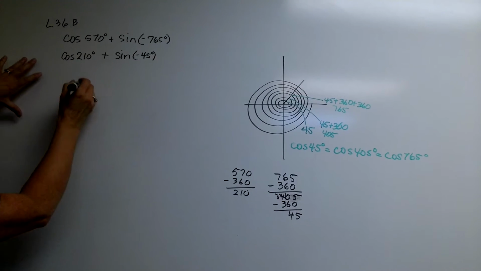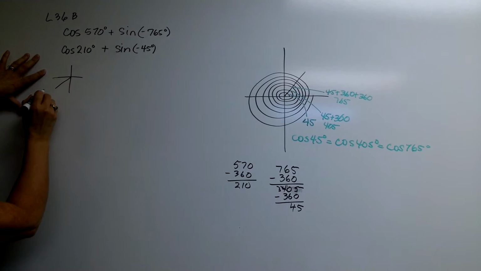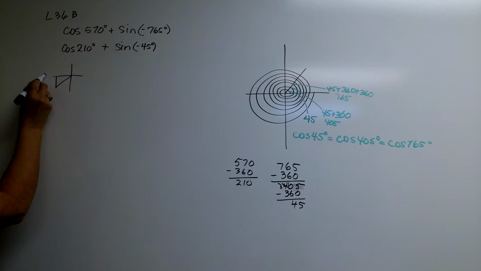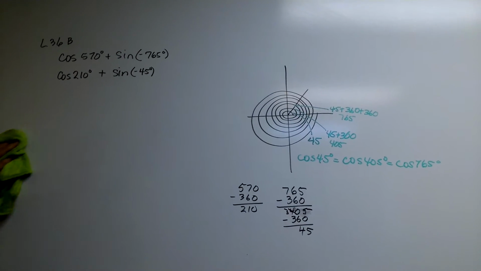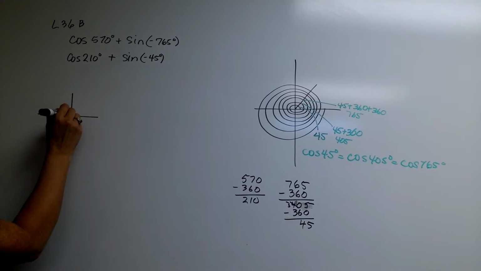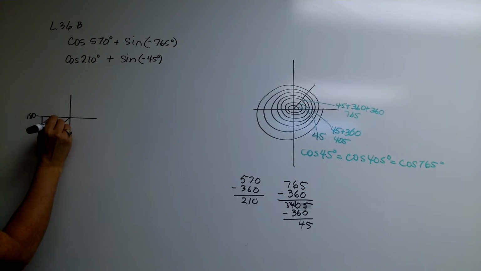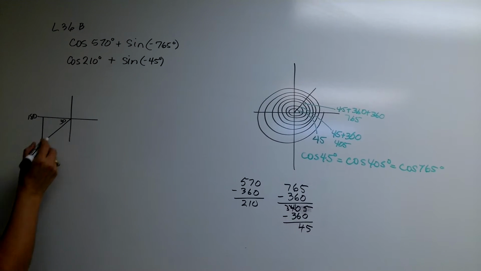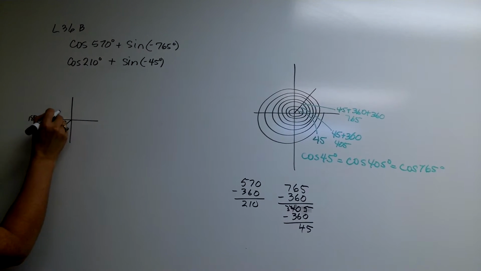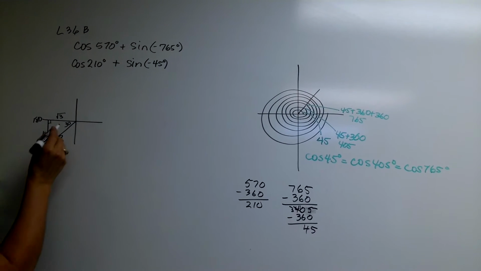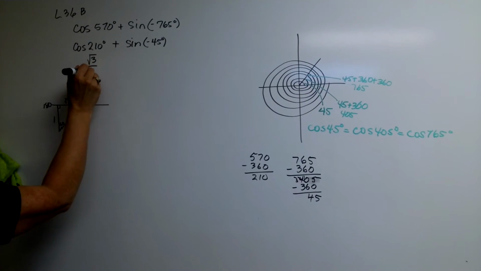So then I'm doing 210, which is going to be here. So I came 180 degrees plus 30 more to get to 210. My reference triangle, I know that this is a 1, this is a square root of 3, and this is a 2. So I know that the cosine is the square root of 3 over 2.